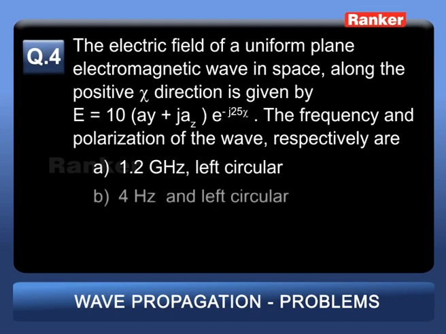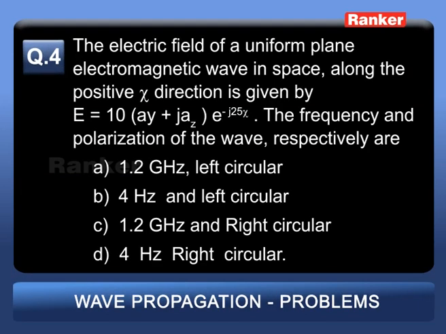The electric field of a uniform plane electromagnetic wave in space along the positive x direction is given by E equals 10 ay plus j az e power minus j 25x. The frequency and polarization of the wave respectively are: option A 1.2 GHz left circular, option B 4 Hz and left circular, option C 1.2 GHz and right circular, and option D 4 Hz and right circular.